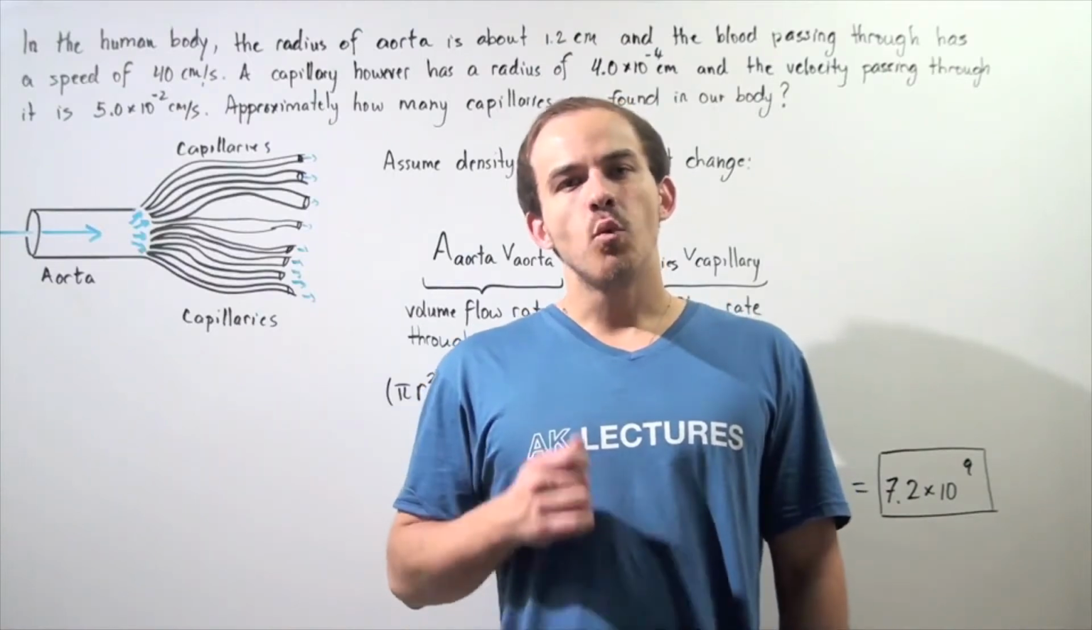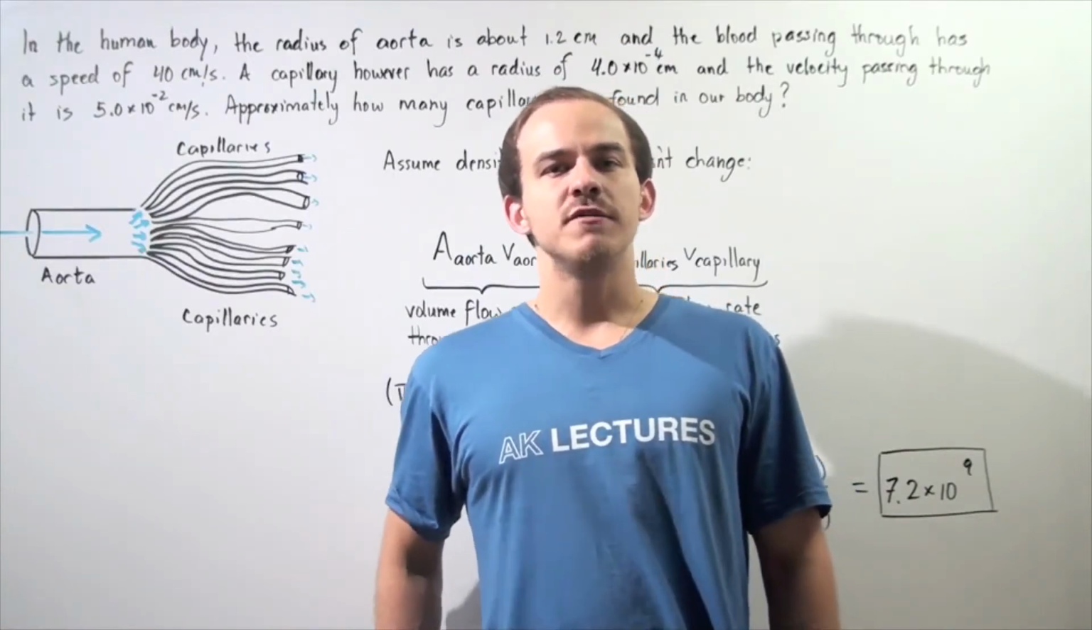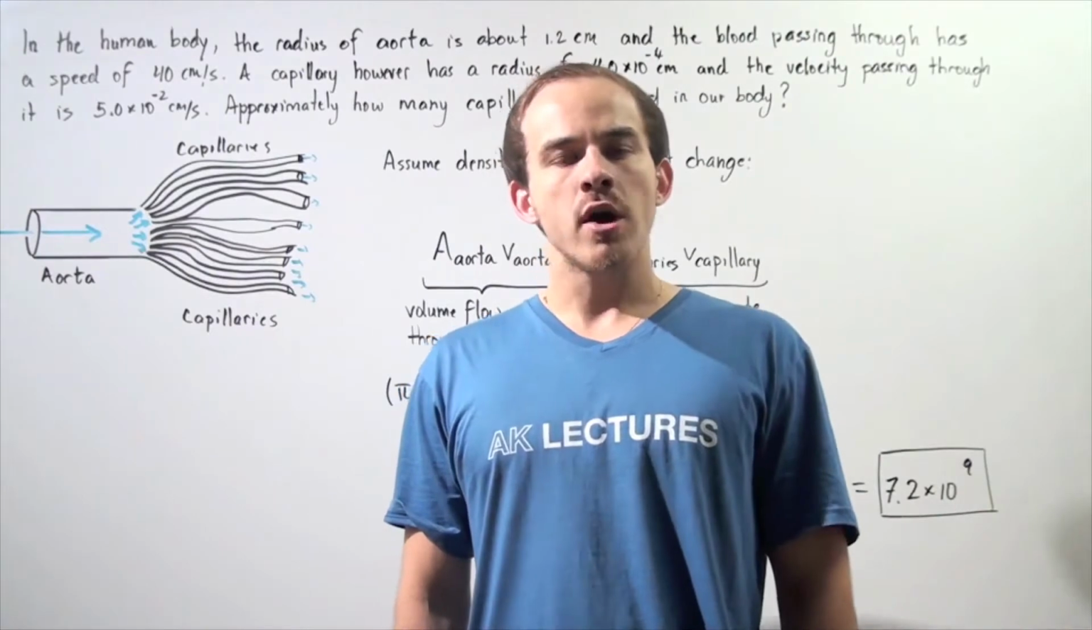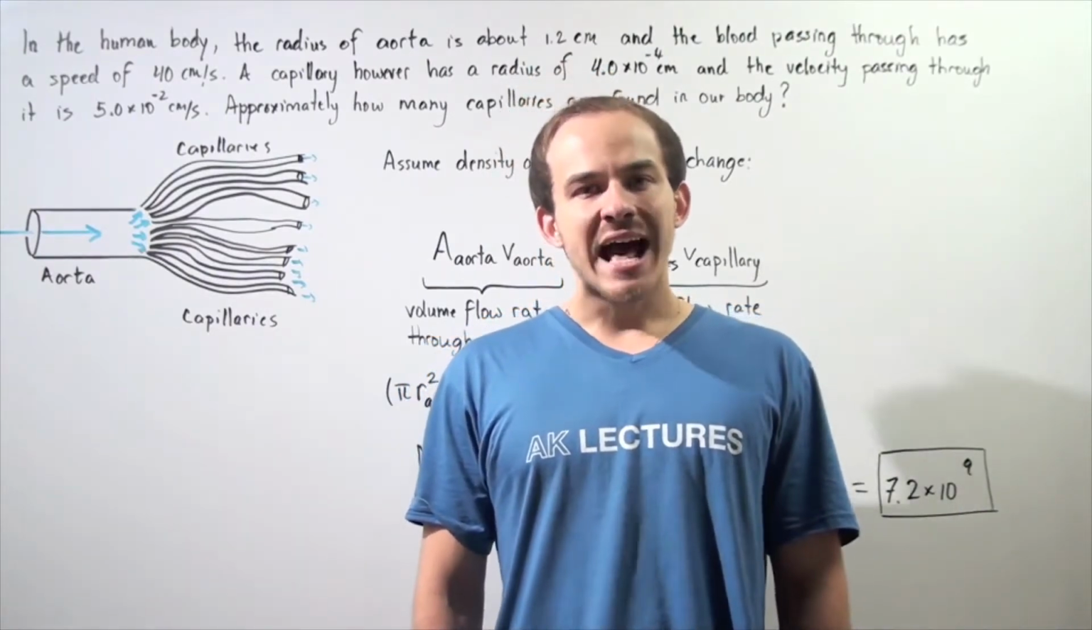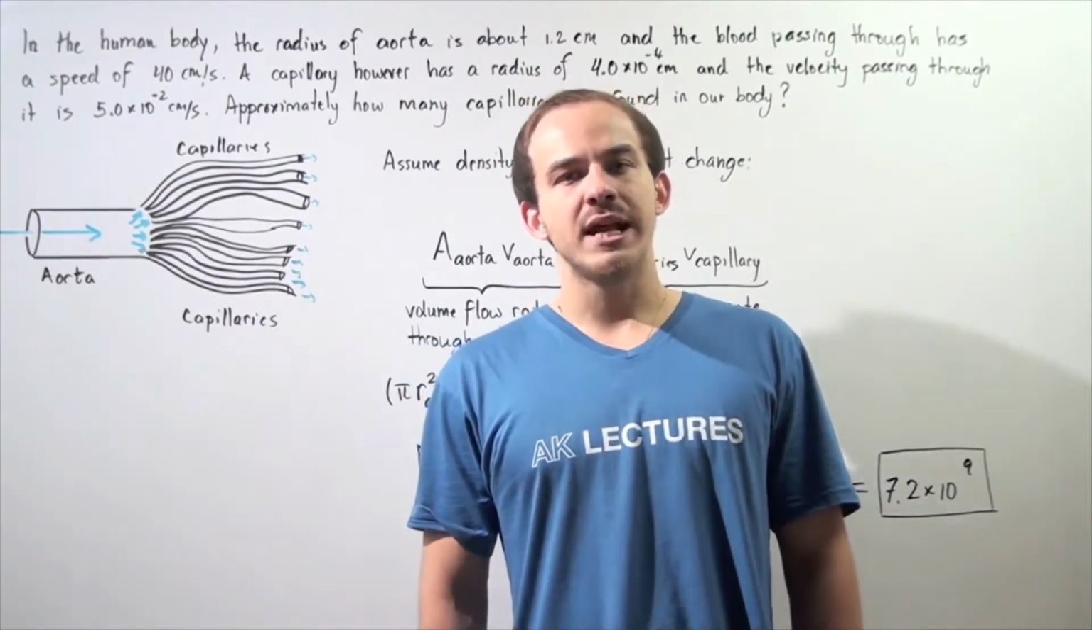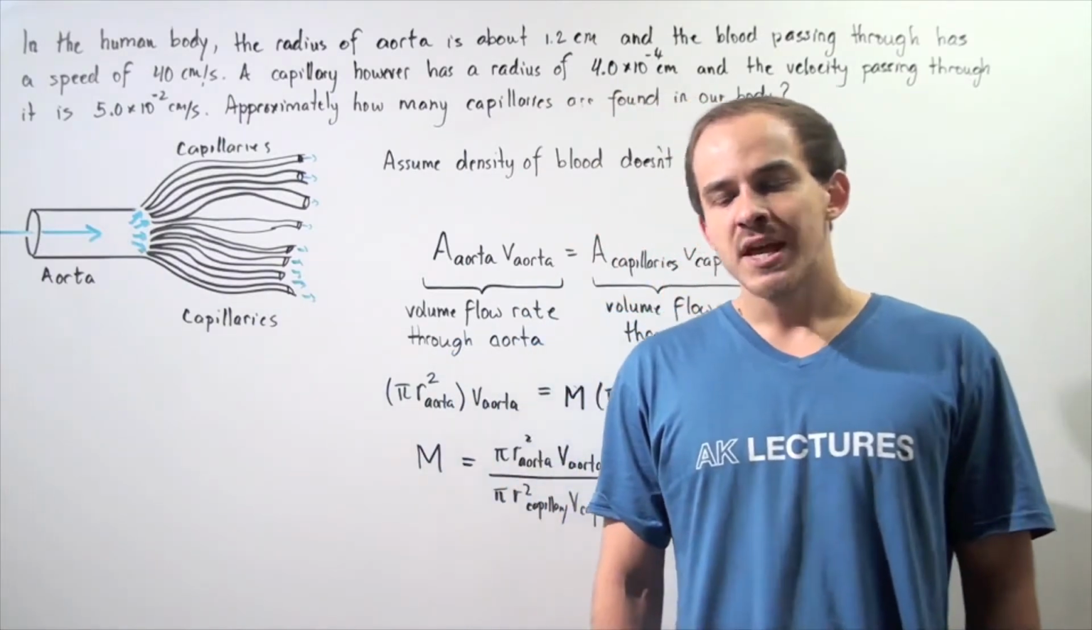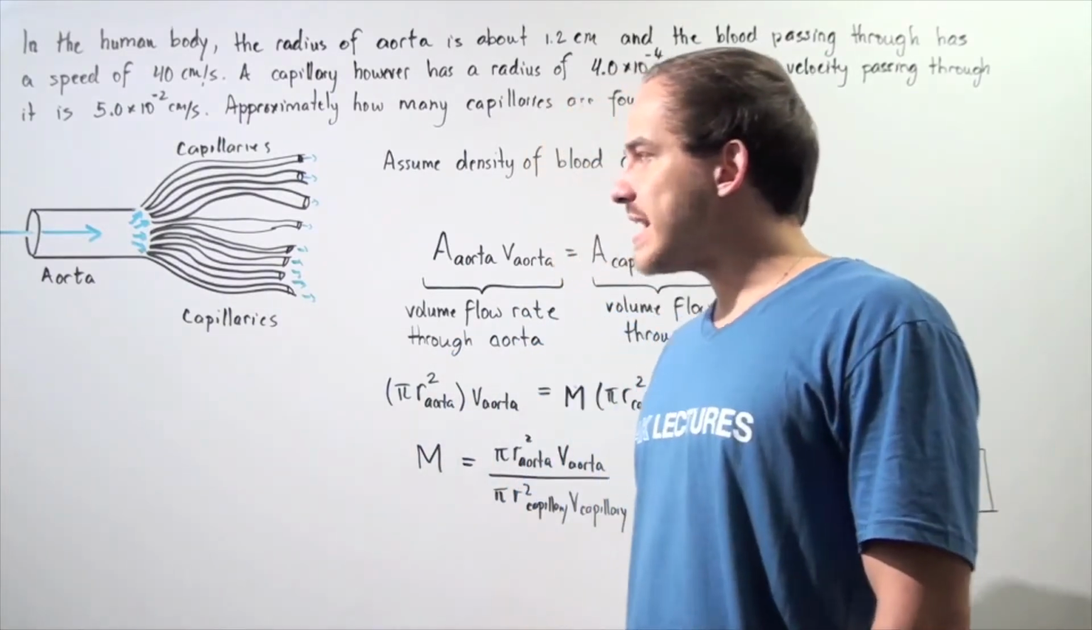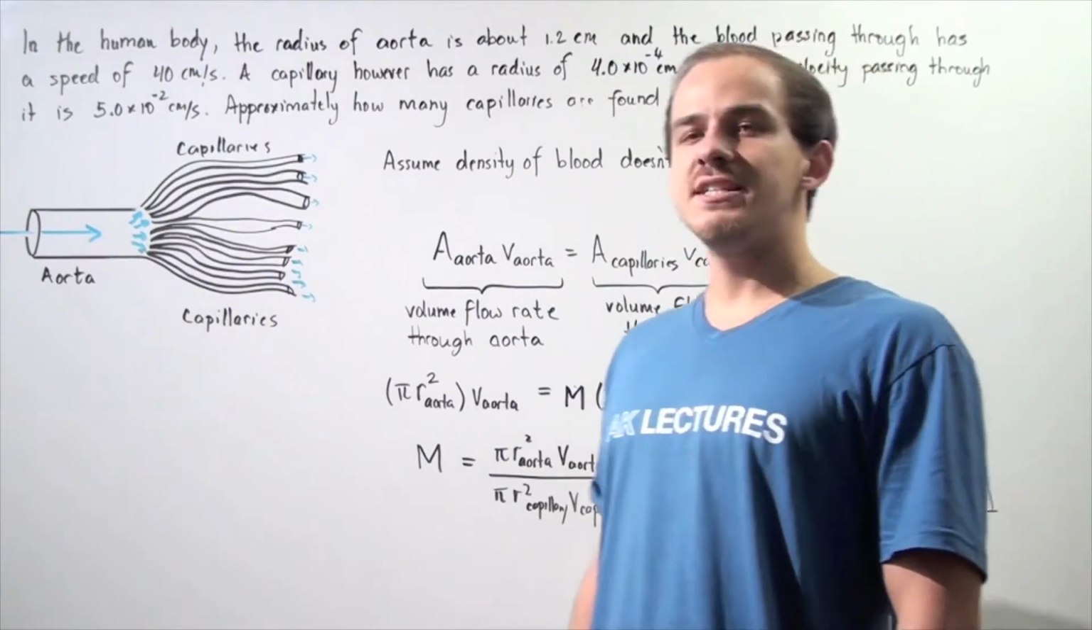In this example, we're going to use the equation of continuity for laminar fluid flow to help us calculate the number of capillaries found in the human body. Now, before we begin with the example, let's recall a bit of physiology.